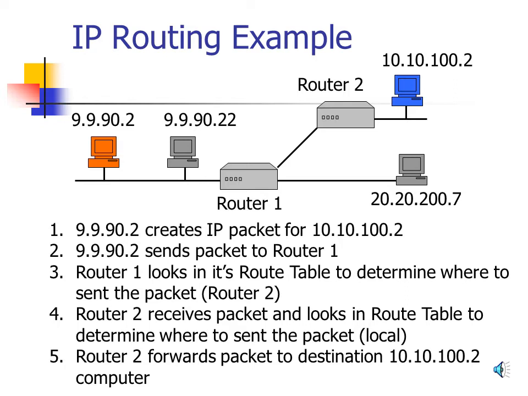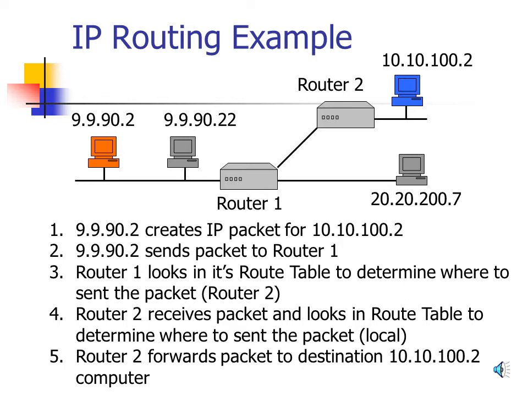Then when router 2 receives the packet, it will look at the IP information. It will look at the destination IP address, 10.10.100.2. It will compare that against its route table and see that that computer is on its local segment. From there, router 2 will then forward, or route, the packet to the destination computer.